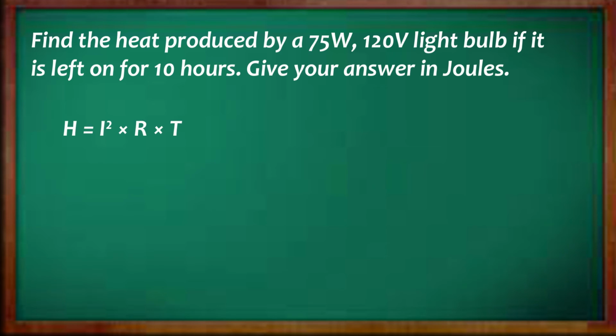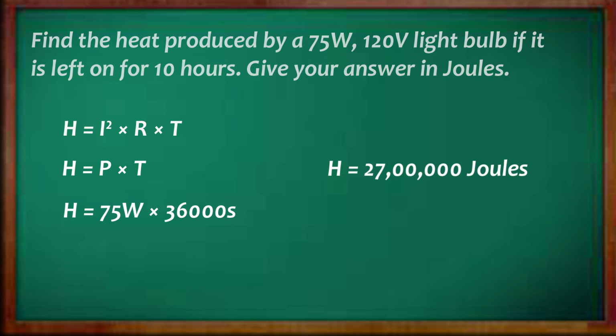Here I squared R is nothing but P, which is power. So we can rewrite this formula as heat is equal to Pt. And P is 75 watts and t is 36,000 seconds. So heat is equal to 75 into 36,000. So heat is equal to 27 lakh joules.